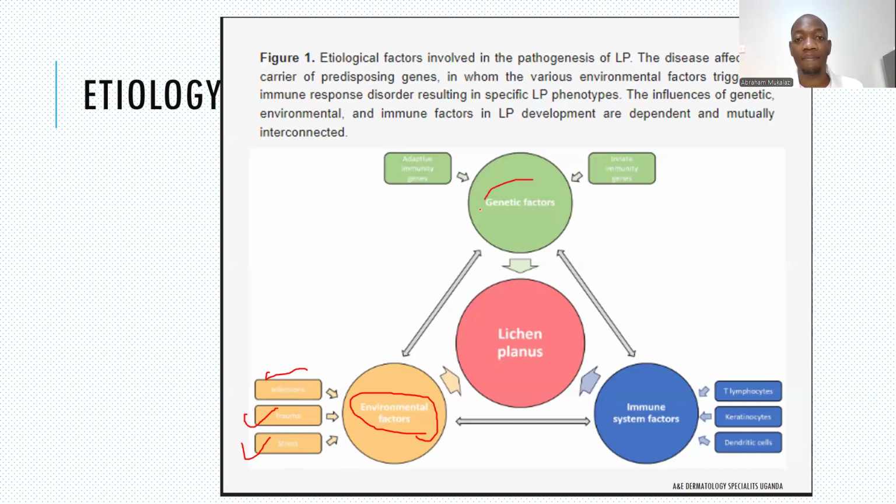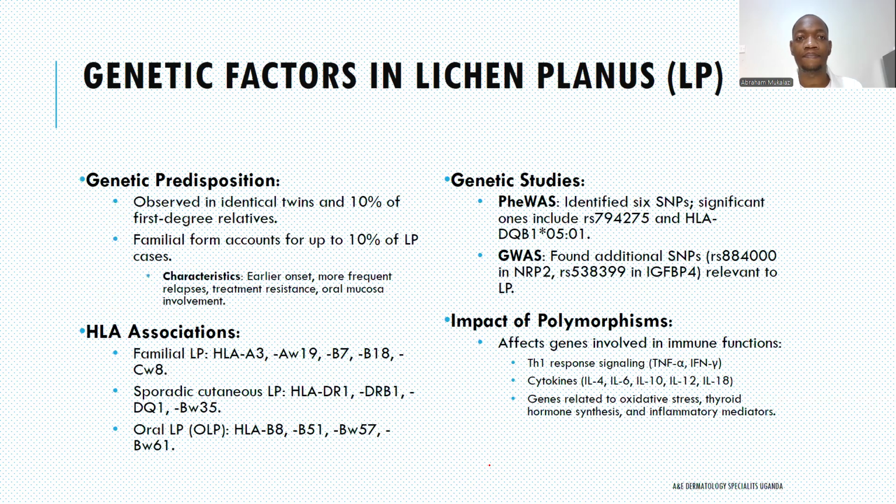Then we have the genetic interplay, where the thought is that all these environmental factors come into play in genetically predisposed individuals, who may have a defect in either their adaptive immune pathway or their innate immune pathway genes. So in this case, we have a genetic contribution. The other arm is the immune dysregulation that usually occurs, and this usually involves the T cells, the keratinocytes, and the dendritic cells. So you'll see that this updated pathogenesis is more or less similar to that of psoriasis, but with a difference in the cell lines and the pathway, as we're going to see.